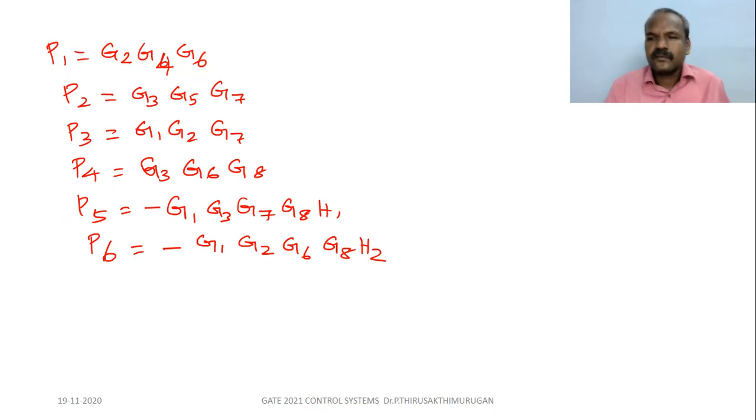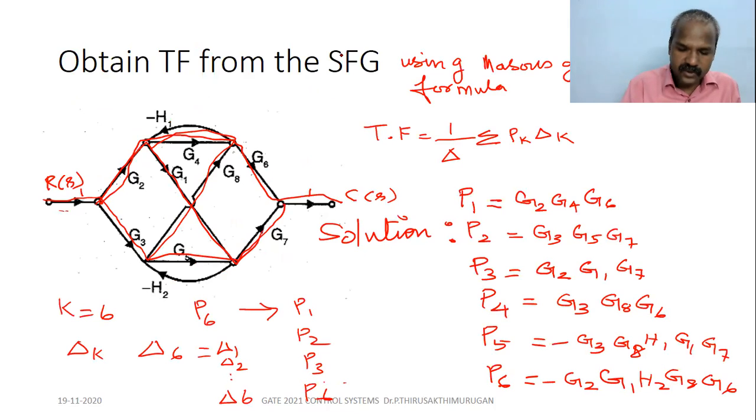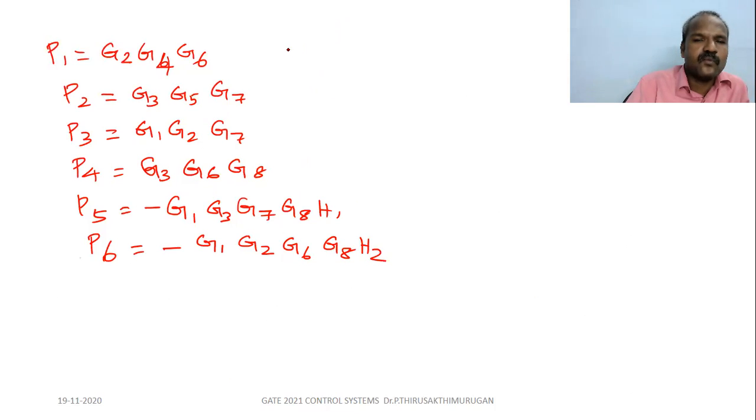Okay. So how many individual loops are there? Loop means starting from one end and ending at the same point. So we can have G4 with H1, so L1 is minus of G4 H1. These are the individual loops; the others are all forward paths.